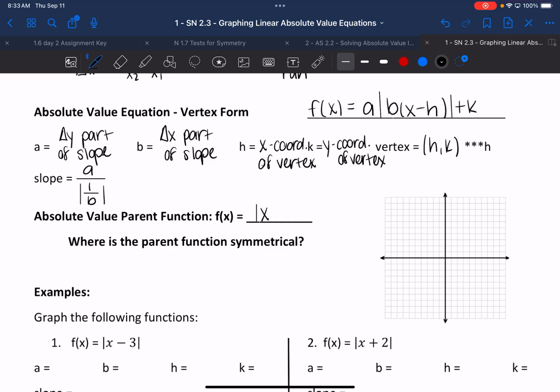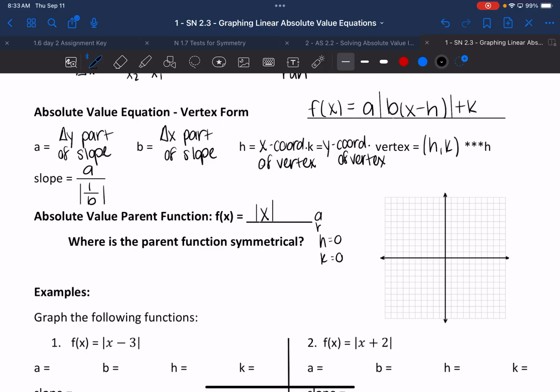Where do we always start? Yeah, 0. So I wouldn't even need to put those in the equation either. So the parent function for the absolute value is just the absolute value of x. Okay? Well, like you guys were just saying, if h and k are not there, they're understood to be 0, right? So we know that h is 0 and k is 0.